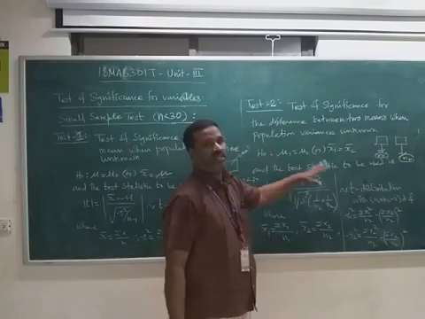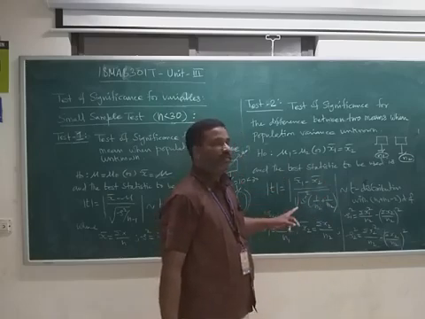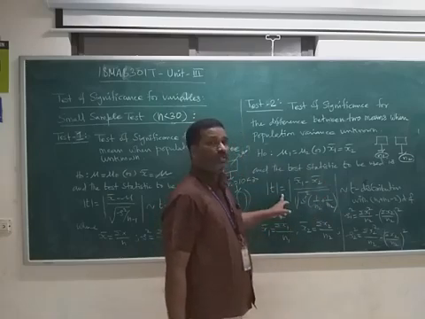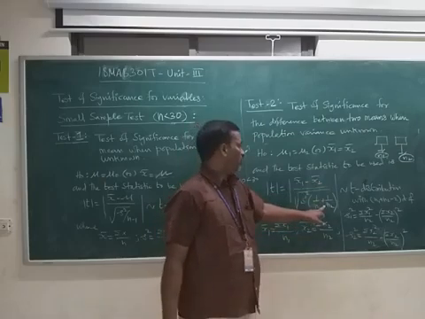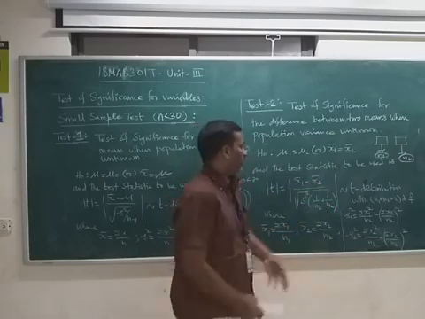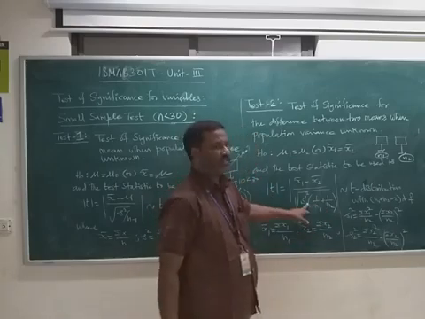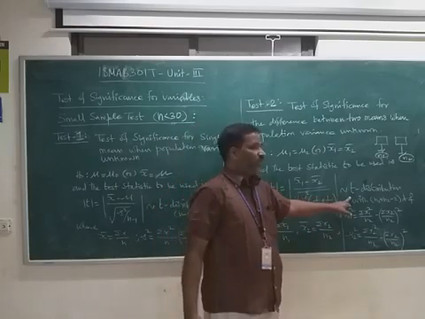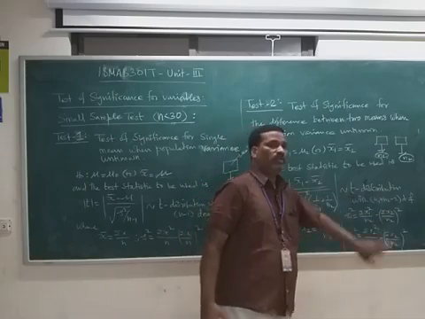So this is the test statistic which we are going to use to test the difference of two means. Modulus of t is equal to x1 bar minus x2 bar divided by the square root of s square into 1 by n1 plus 1 by n2. This test statistic again follows the t distribution with n1 plus n2 minus 2 degrees of freedom.